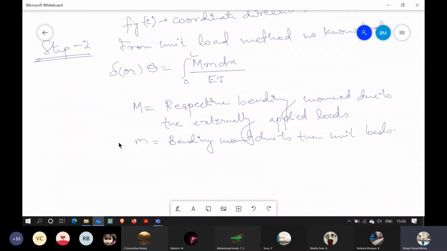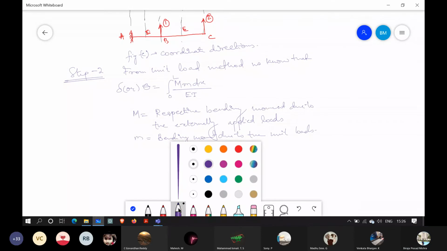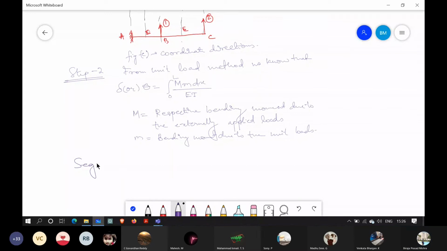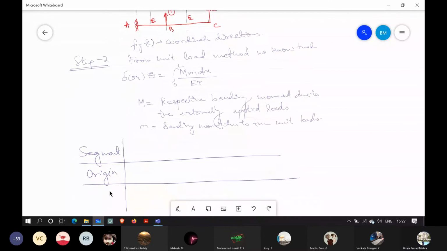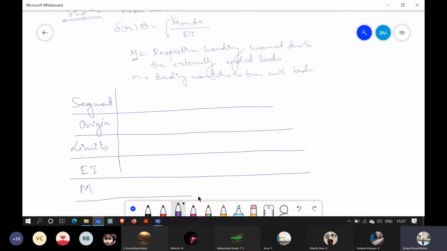Okay, you will understand in a moment what I mean to say. So what we need to do is make a table. The first column will be segment, then origin, then limits, then EI value or EI variation, then this capital M, and I will tell you from where you will get this capital M.